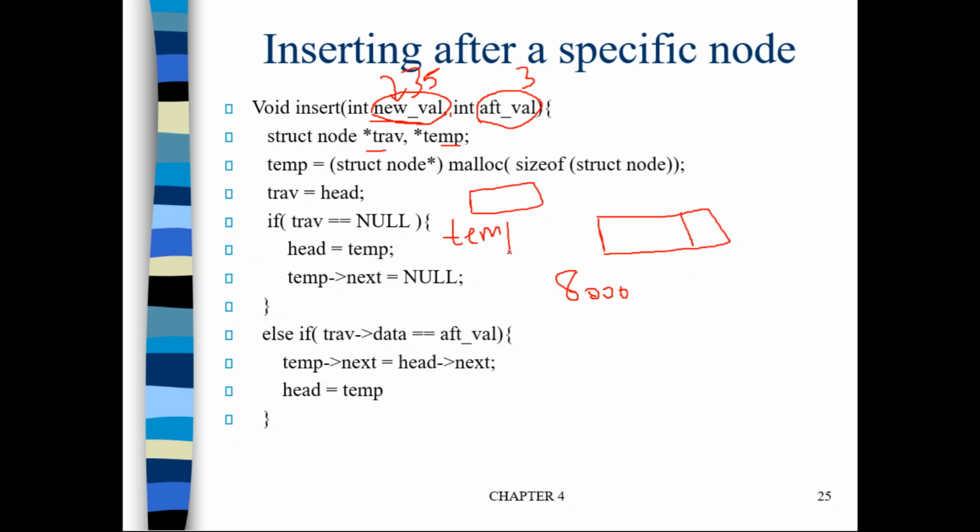This is being pointed to by temp. So temp contains 8000, which means that temp is pointing here. And what about our original nodes?